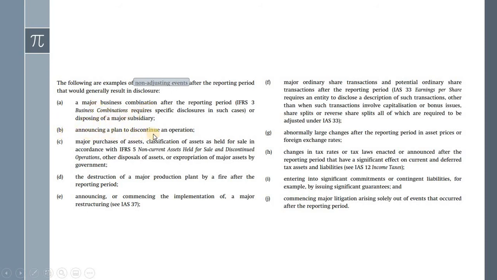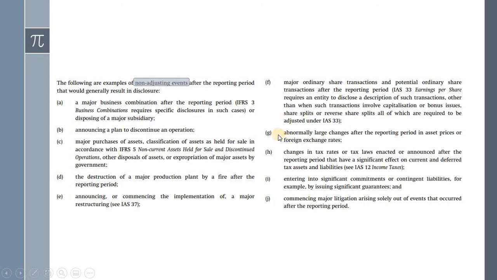Then letter B, announcing a plan to discontinue an operation. Again, a discontinuance of an operation is a material transaction. So although this occurred after the reporting period, this requires disclosure in the financial statements for the current reporting period. Next is major purchases of assets, classifications of assets as held for sale in accordance with IFRS 5, non-current assets held for sale and discontinued operations, other disposals of assets, or expropriation of major assets by the government. Letter D, the destruction of a major production plant by a fire after the reporting period. Letter E, announcing or commencing the implementation of a major restructuring. Letter F, major ordinary share transactions and potential ordinary share transactions after the reporting period.